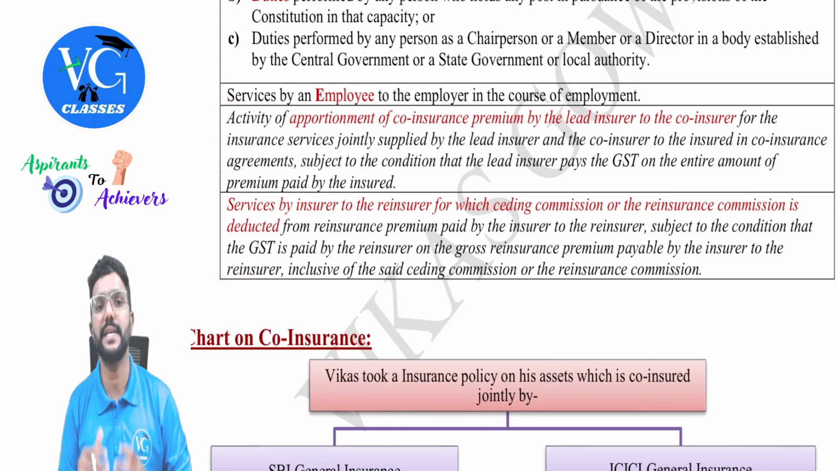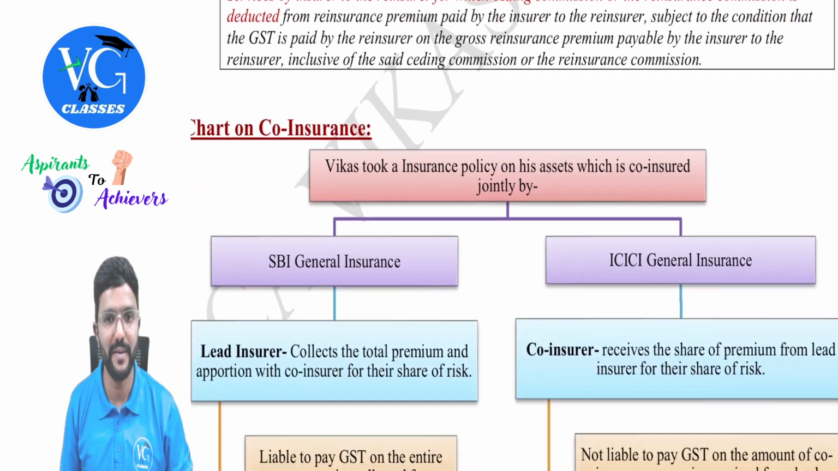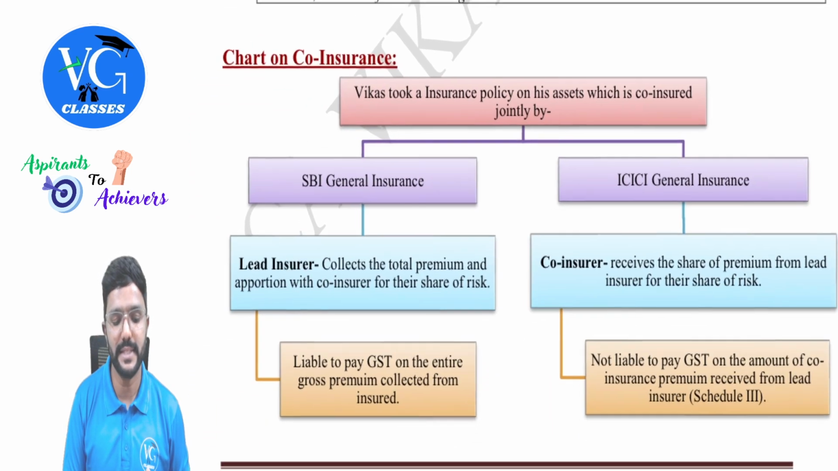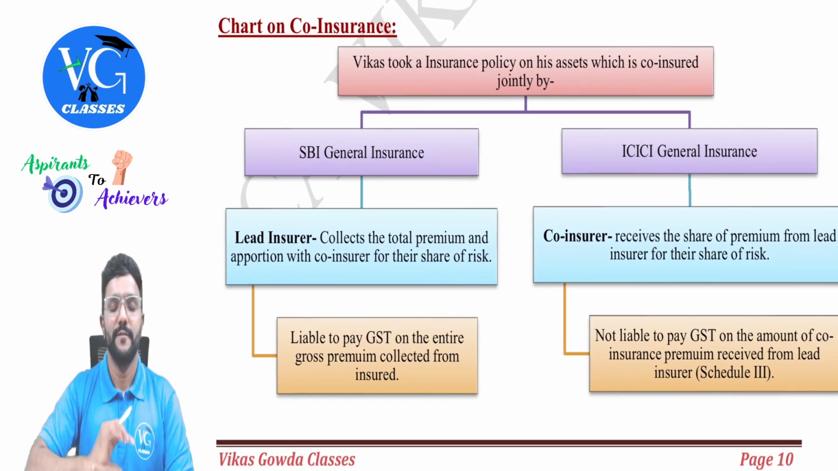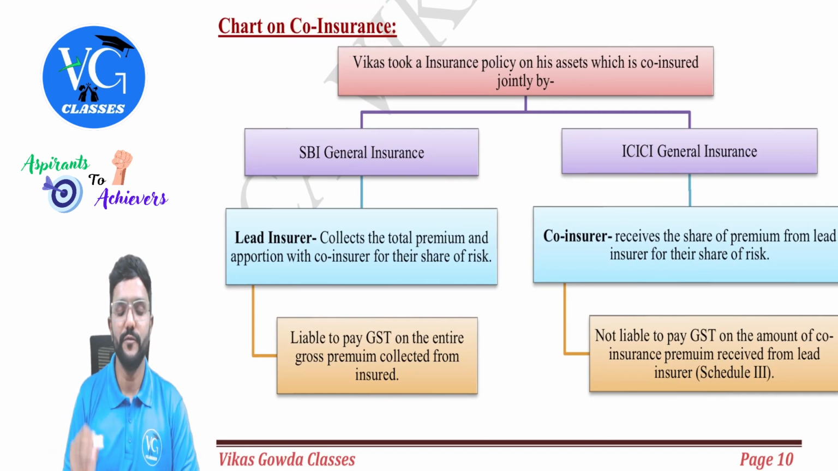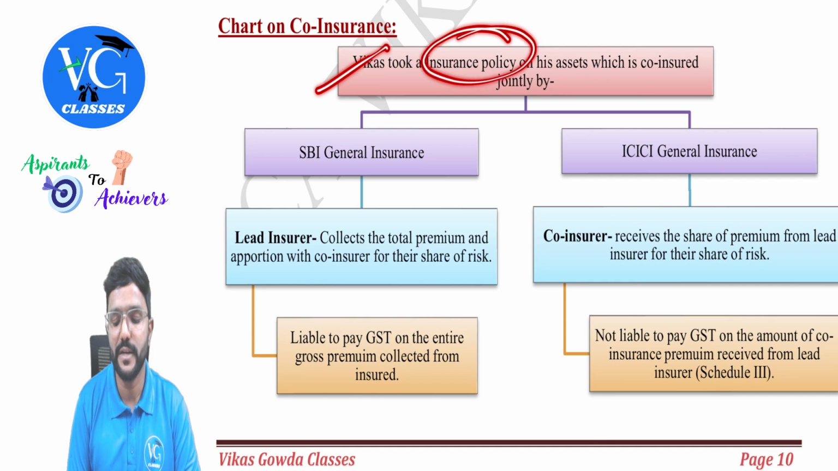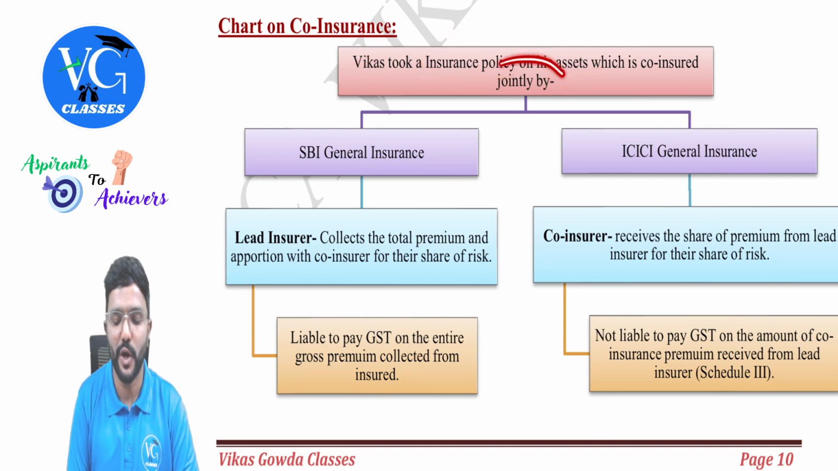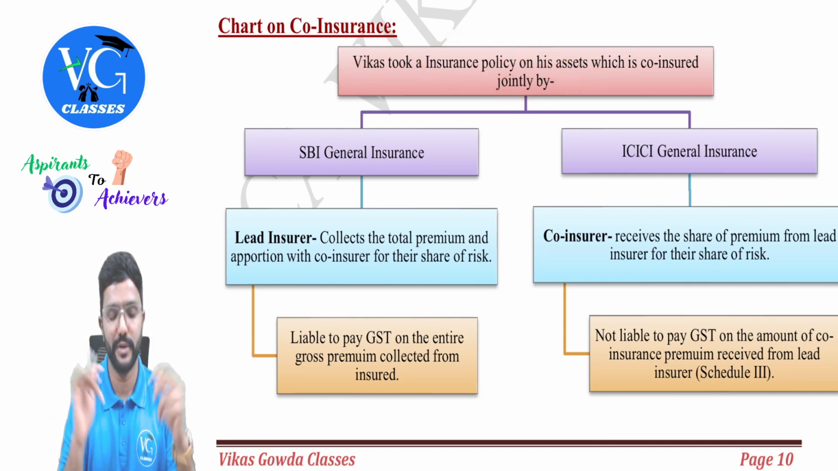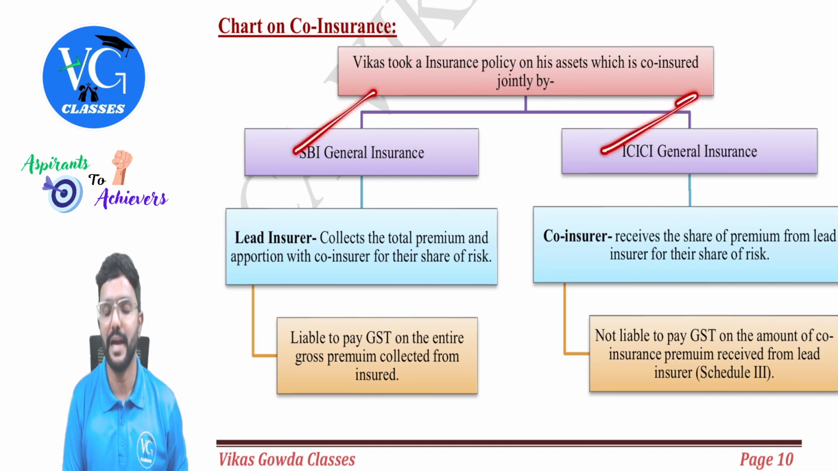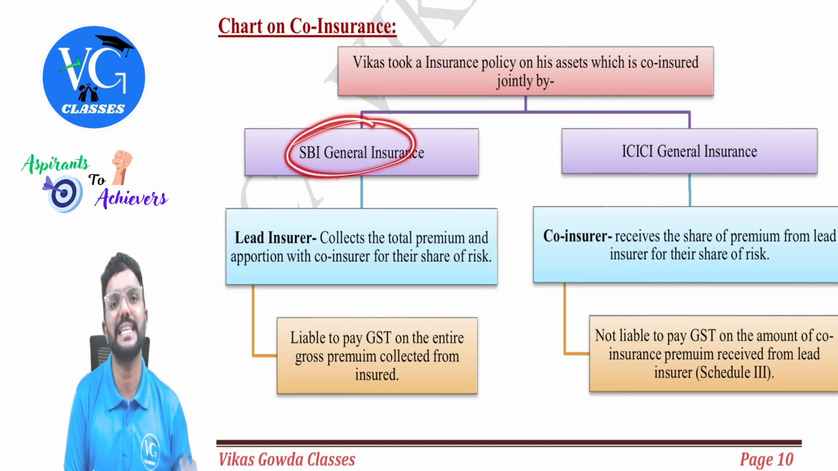The last two cases are the recent amendment, guys. It is important. I will try to explain with an example. First, co-insurance. Assume Vikas took an insurance policy on his assets, which is co-insured jointly by two insurance companies, SBI and ICICI. Let us consider SBI as the lead insurer.